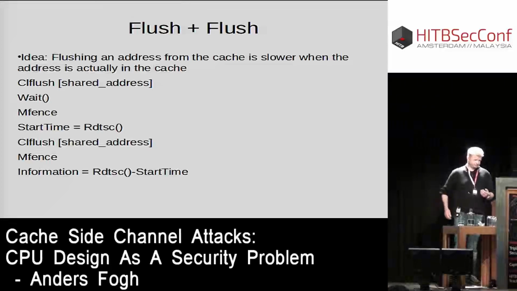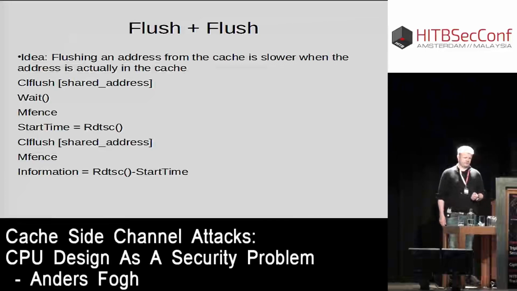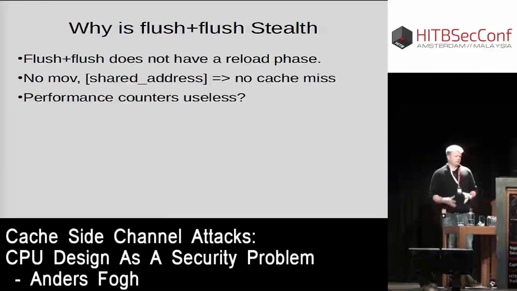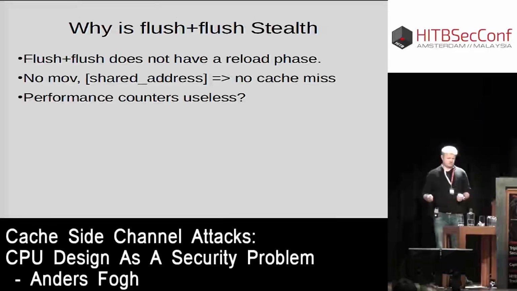And the only thing that's changed is that the mov instruction has been replaced by CLFLUSH. The authors of the article called this a stealth side channel attack, and we can speculate about the reason. The reason is flush and flush does not have a reload phase. And that means there's no mov, no shared address, meaning we get no cache misses, meaning that the detection method that I originally proposed is not going to work very well.